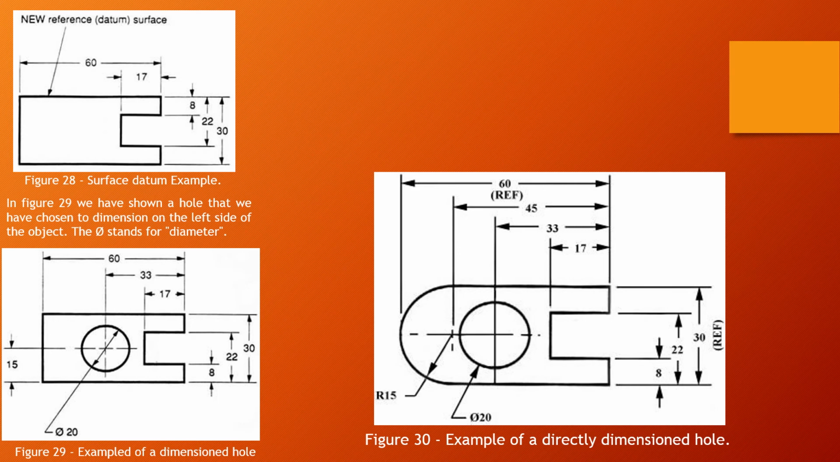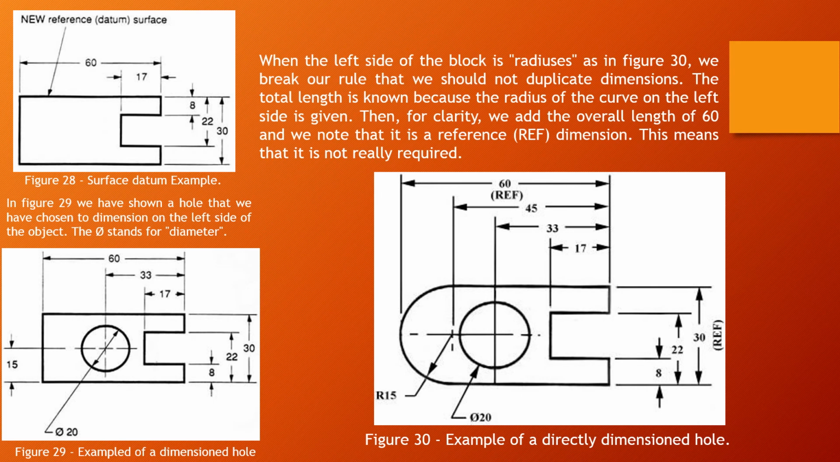In figure 30, an example of a directly dimensioned hole. When the left side of the block has a radius, as in figure 30, we break our rule that we should not duplicate dimensions. The total length is known because the radius of the curve on the left side is given. Then, for clarity, we add the overall length of 60 and we note that it is a reference dimension. This means that it is not really required.